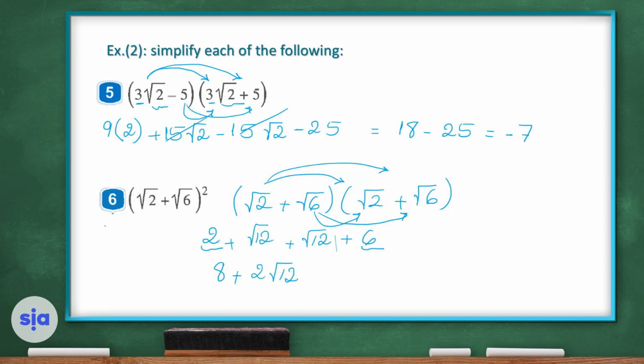After that, you need to make the prime factorization of root 12. 12 divided by 2 is 6. Divided by 2 is 3. Divided by 3 is 1. Then we have a pair of 2 here. It will be a 2 outside. So to simplify this more and more, it's 8 plus 2 times 2 root 3. Then the simplest form is 8 plus 4 root 3.